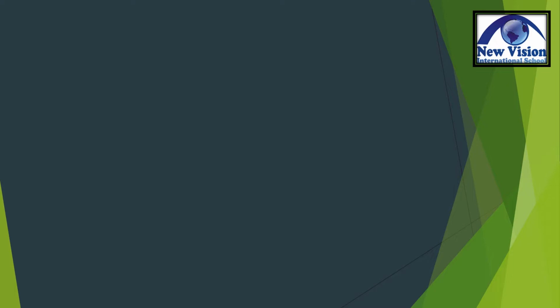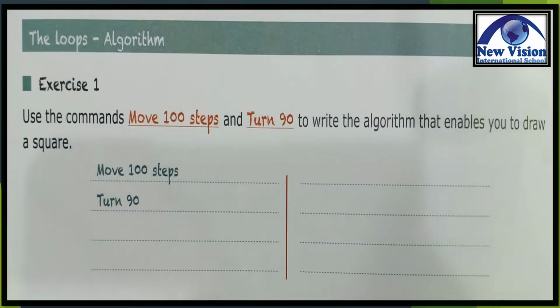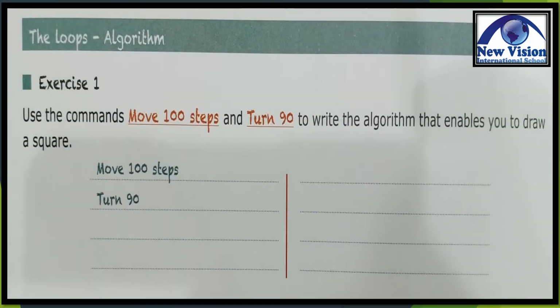At this moment, let us answer exercise number 1. In this exercise, we are going to use the commands move 100 steps and turn 90 in order to write the algorithm that enables us to draw a square. In this exercise, we have given the first two steps, move 100 steps and turn 90. Do you have any idea what will be the next steps?